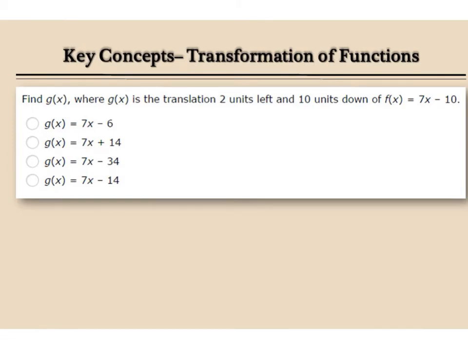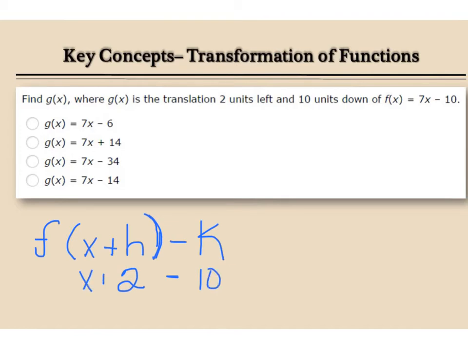In this one, they want us to find g of x, where it is translated 2 units left and 10 units down. Well, 2 units left is going to be f of x plus h, and then to move it down, we subtract k. So they want us to move it 2 units left, and they want us to move it 10 down. So that's what I'm going to do.